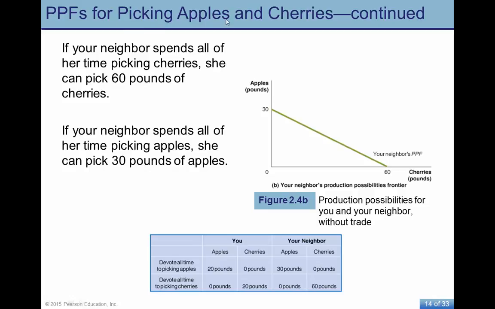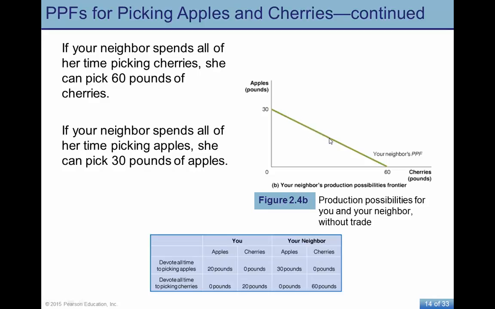PPFs for picking apples and cherries continued. If your neighbor spends all of her time picking cherries, she can pick 60 pounds of cherries. If your neighbor spends all of her time picking apples, she can pick 30 pounds of apples. Look at my cursor.